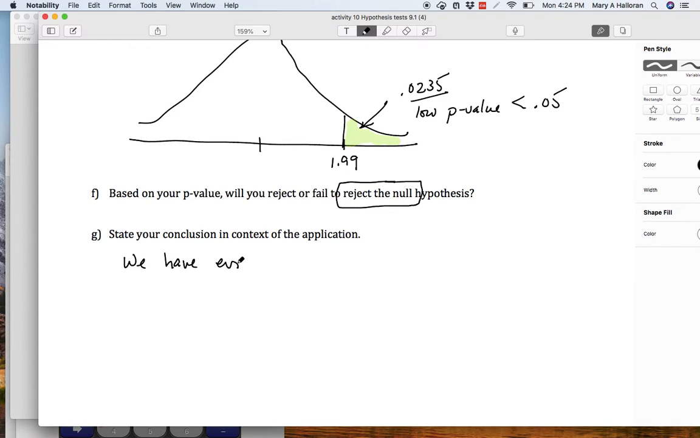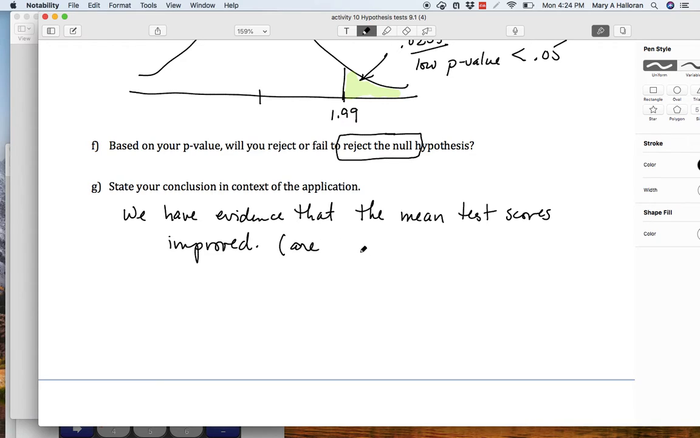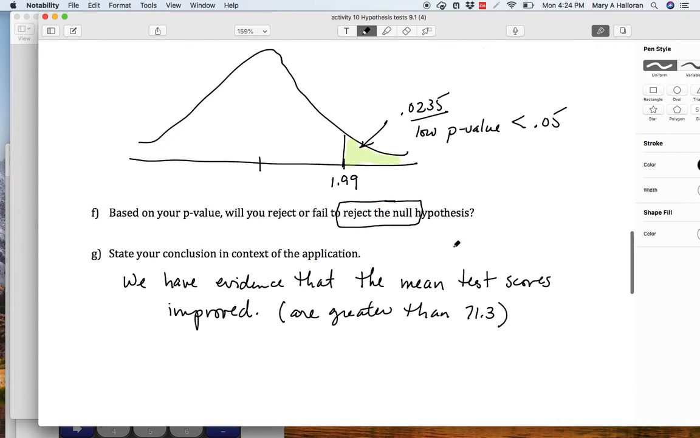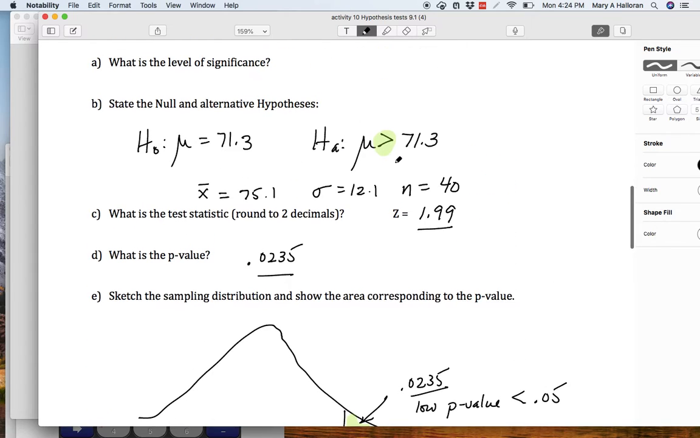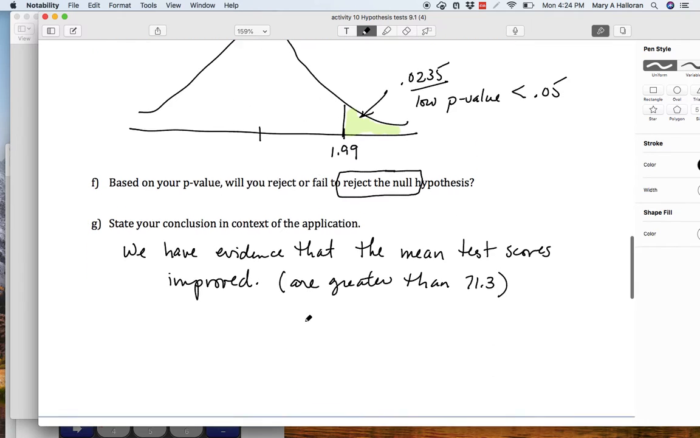We have evidence that the mean test scores improved. You could also say are greater than 71.3. The whole purpose of this was to see if this new teaching method made test scores go up, because we want to know if we continue. So this is giving us evidence that they do.